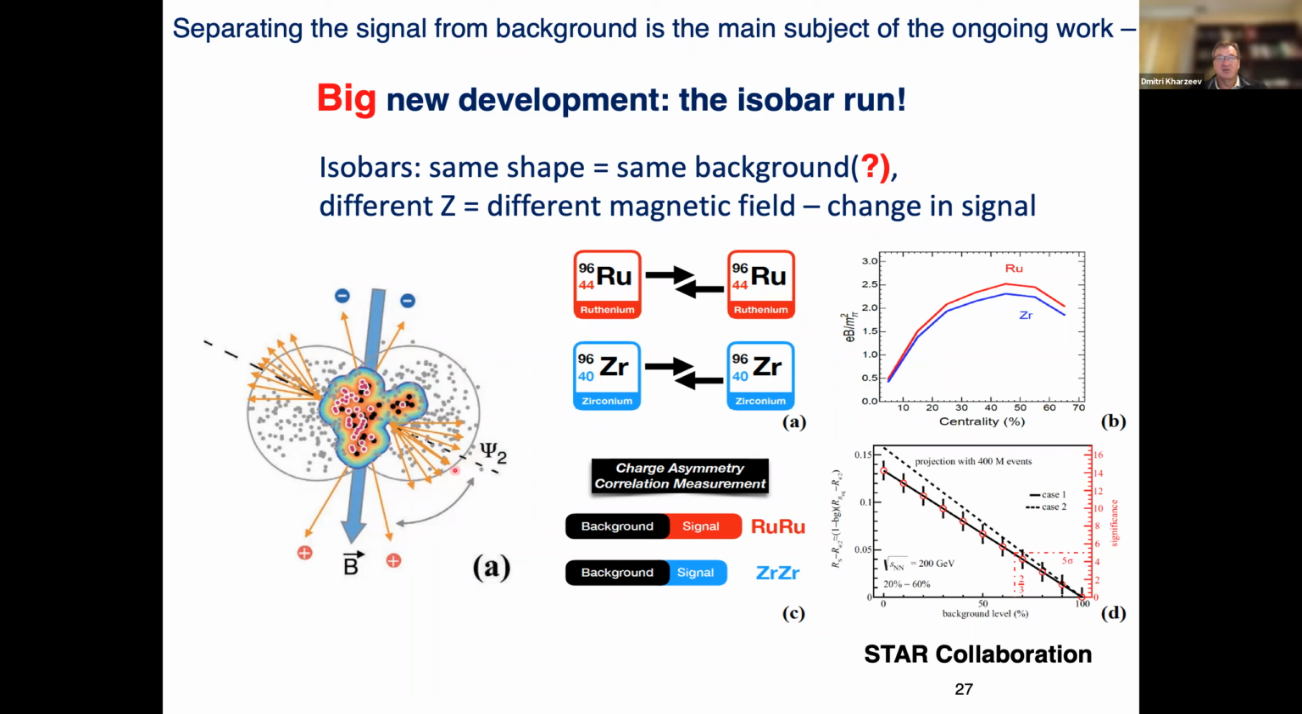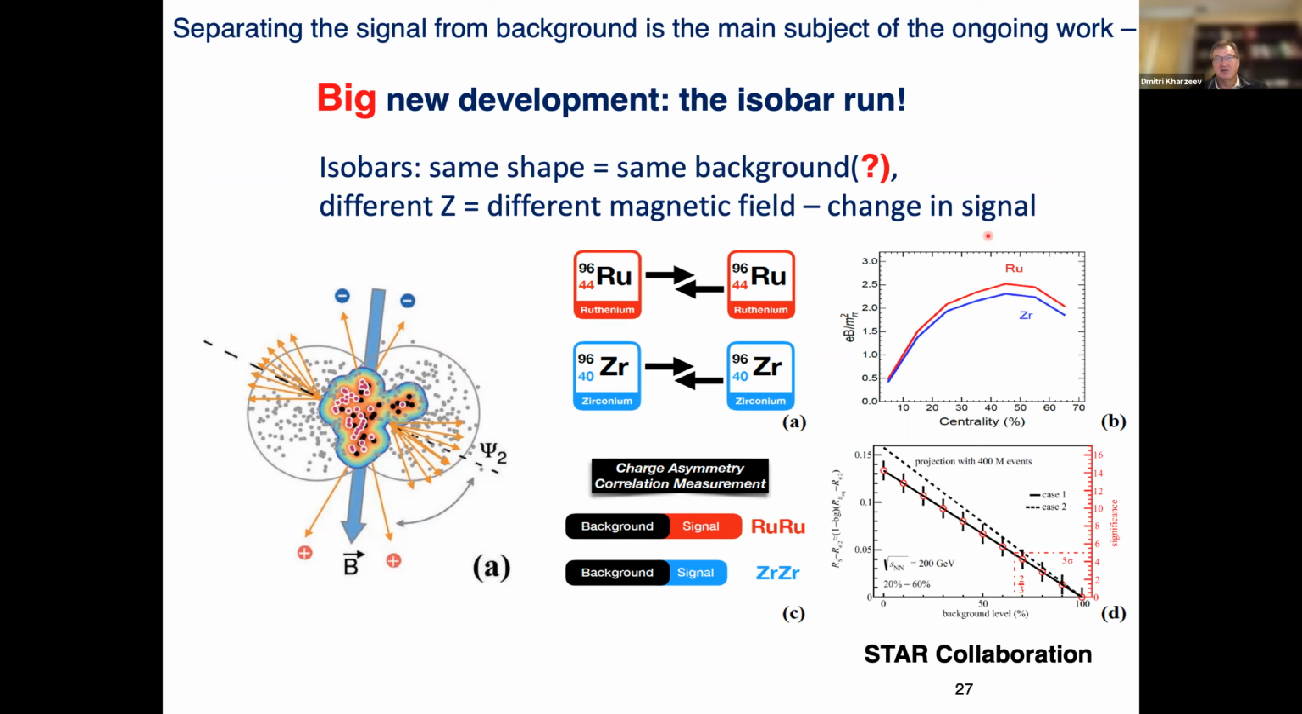So elliptic flow somehow messes up this background subtraction. But elliptic flow is driven by the geometry of the collision. This is what was established through hydrodynamic simulations. And the idea of isobars was to use nuclei which have the same mass number, and therefore it was assumed the same shape. And if they have the same shape, then elliptic flow and multiplicity and everything else will be identical. And so the background will be the same. However, isobars have different numbers of protons, different electric charge. So the magnetic field is different, and there will be a change in signal.